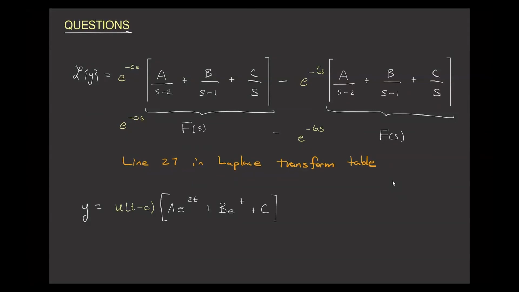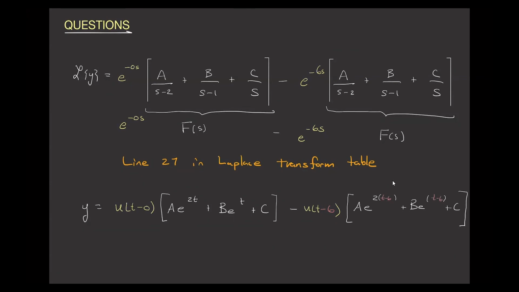And then likewise, we're going to have minus, and now by line 27 again, we have u of t minus 6. We have the same thing almost. We have a e to the 2 something plus b e to the something plus c. And now the something here is going to have to deal with this 6. Since we have minus 6 there, then we end up shifting this. So we get t minus 6, t minus 6.